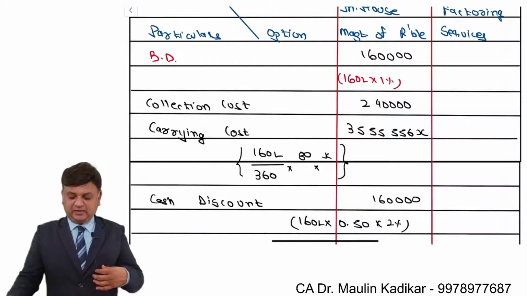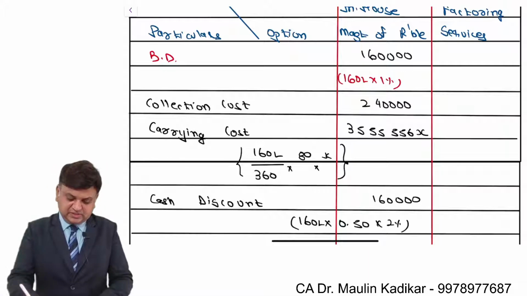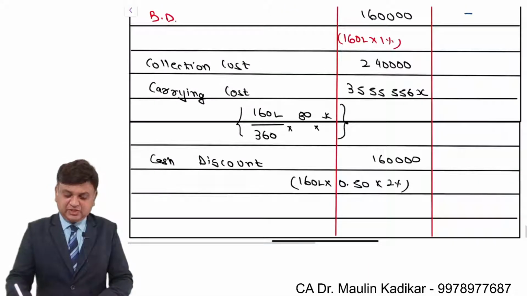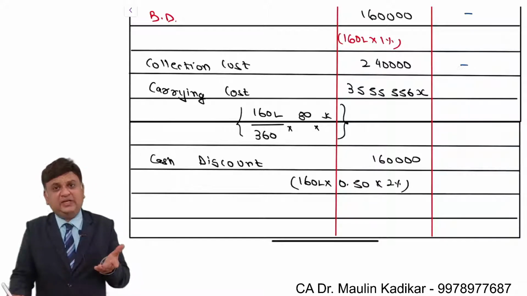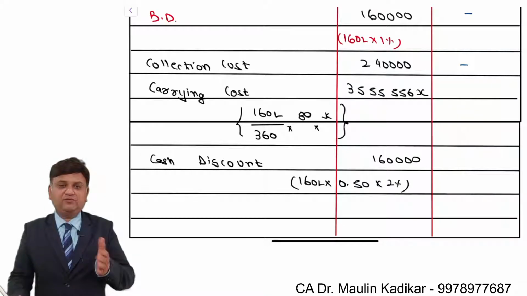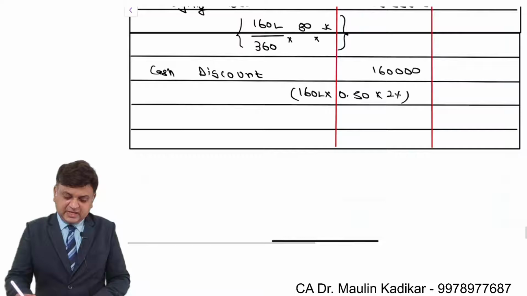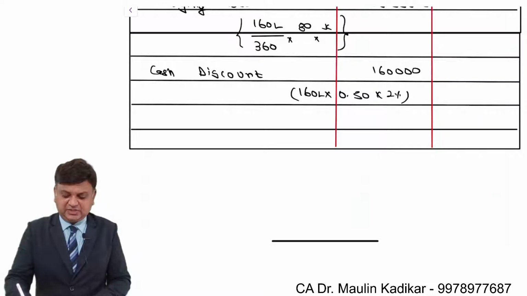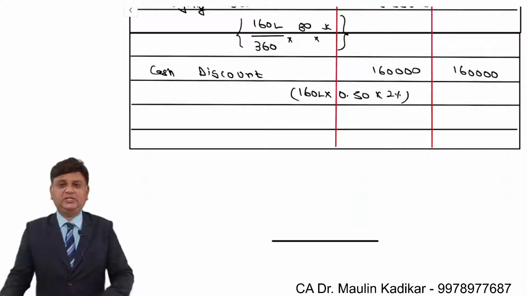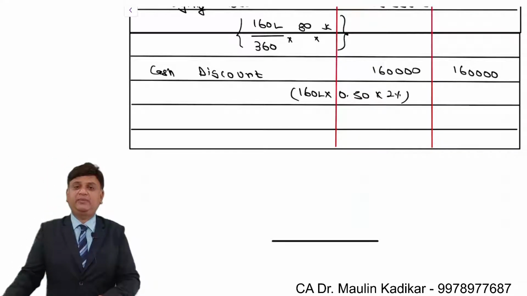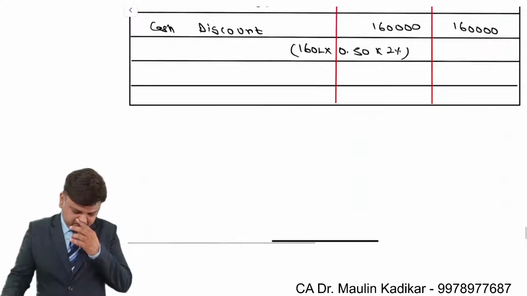Once you appoint the factor, assuming that it is non-recourse factoring services, the bad debts expense will be 0. Collection cost for that, they have specifically given that it will be avoided. Since we are assuming that the terms and conditions will remain same, percentage of the customers availing discount will remain same, so cash discount expense will remain same.